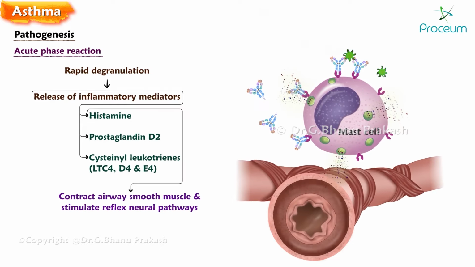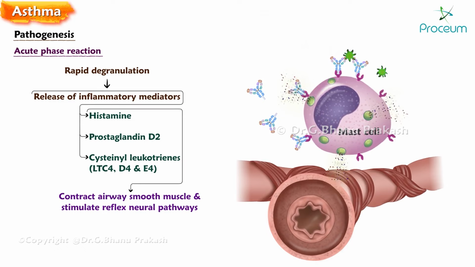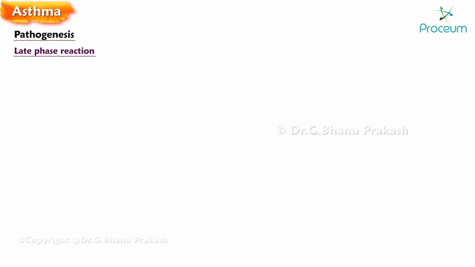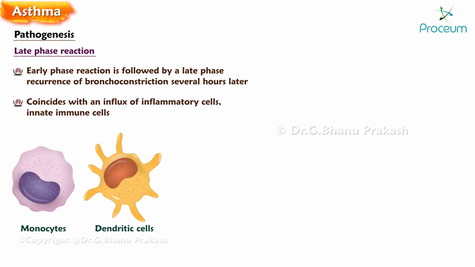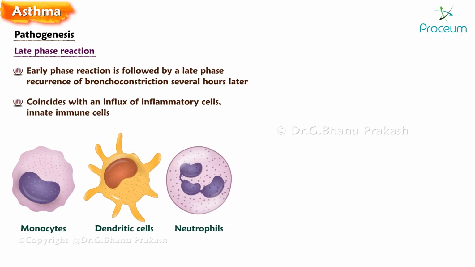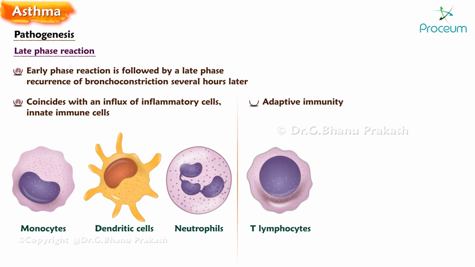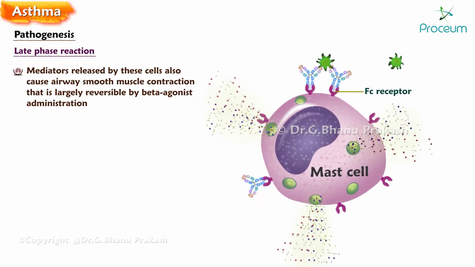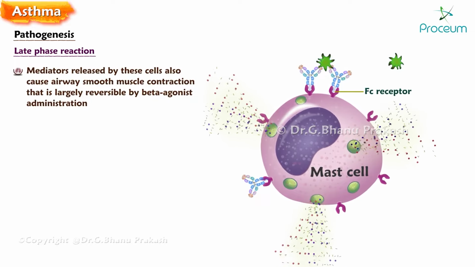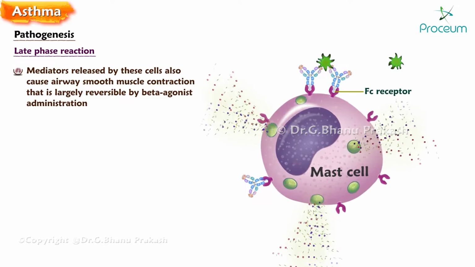These mediators directly contract airway smooth muscle and may also stimulate reflex neural pathways. Late phase reaction. This early phase reaction is sometimes followed by a late phase recurrence of bronchoconstriction several hours later. The late phase response coincides with an influx of inflammatory cells, including innate immune cells such as monocytes, dendritic cells, and neutrophils, and cells associated with adaptive immunity, such as T lymphocytes, eosinophils, and basophils. The mediators released by these cells also cause airway smooth muscle contraction that is largely reversible by beta-agonist administration.